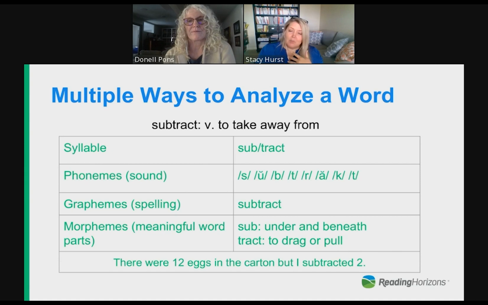The letter C is representing the K sound. Again, we're building phonics knowledge and word recognition and having a reciprocal impact on phonemic awareness as well, all in one interaction. And then I'm going to talk about what this word means.